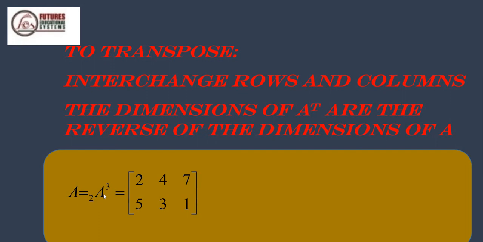If we have matrix A of order 2 by 3, 2 rows and 3 columns, the transpose gives me a matrix of order 3 rows and 2 columns. The first row changes to the first column and the second row changes to the second column, in order 3 by 2.